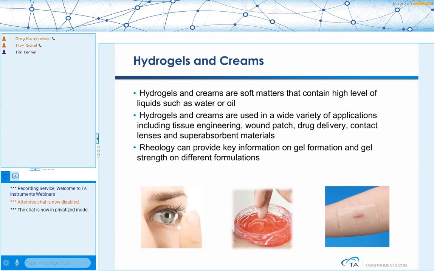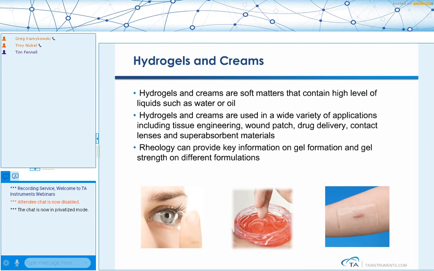Okay, let's use the basics that we just went over on rheology and apply that to biopolymers. So one group of materials that we'll talk about are hydrogels and creams, which are soft matters that contain a high level of liquids such as water or oil, and they're used in a number of applications like tissue engineering, wound patching, drug delivery, contact lens, and these super absorbent materials.